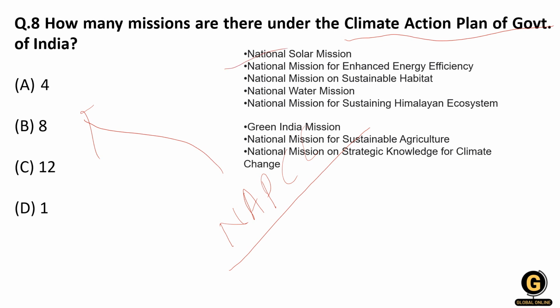And what are they? National Solar Mission, National Mission for Enhanced Energy Efficiency, National Mission on Sustainable Habitat, National Water Mission, National Mission for Sustaining the Himalayan Ecosystem, Green India Mission, National Mission for Sustainable Agriculture, and National Mission on Strategic Knowledge for Climate Change. You have to remember all those missions and their long forms, because sometimes they will give you the acronym and ask you the full form, right? So remember, under the government's action plan for climate change, there are 8 missions.